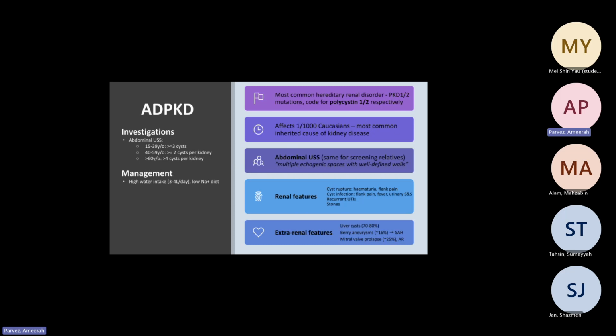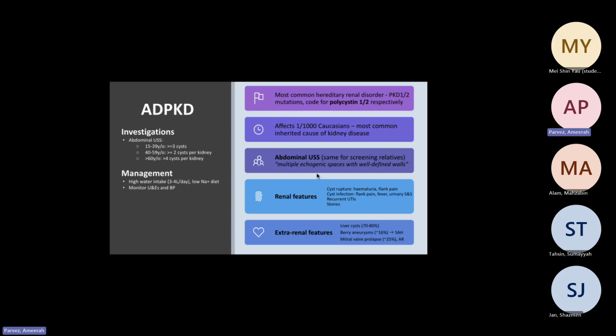And then with regards to management, high water intake, about 3 to 4 liters a day, low sodium diet, monitoring U's and E's as well as BP would be important. An MRI screen would also be considered for berry aneurysms in age 65 plus. And then you would also have a target of less than 130/80 for the BP control. And typically this would be with ACE inhibitors or ARBs, provided they're not contraindicated. But this doesn't actually slow progression.